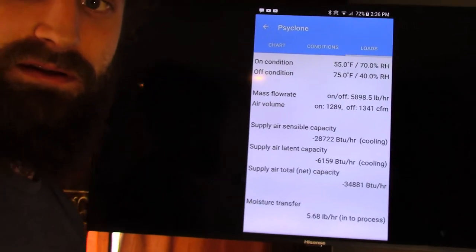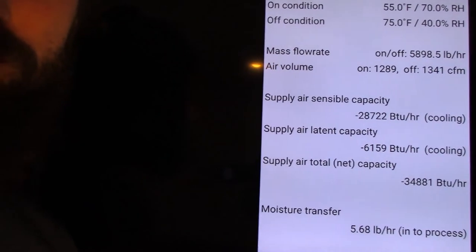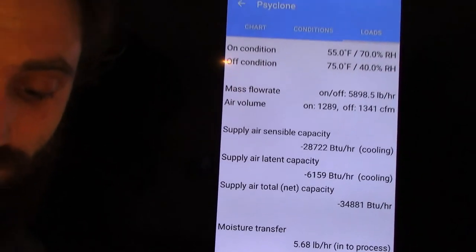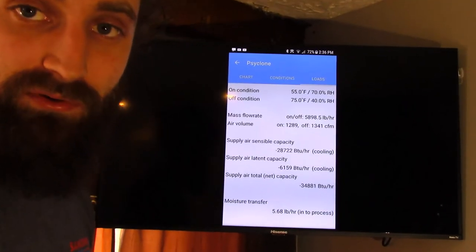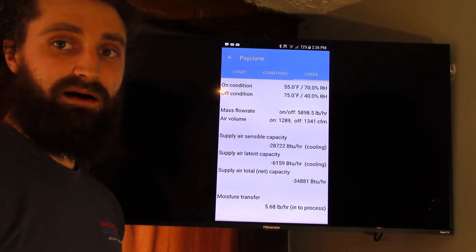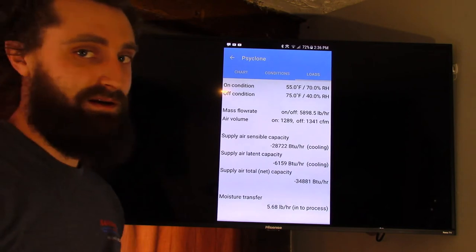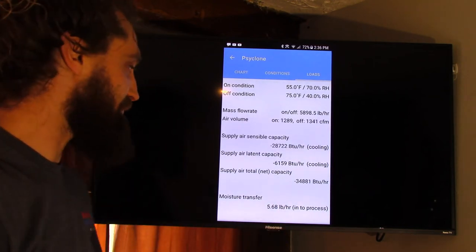I'm going to zoom you in here, give you a better look at that. Okay, that's good. We're honestly only 1,200 BTU shy of what this thing's rated capacity is. You can't ask for any more than that.